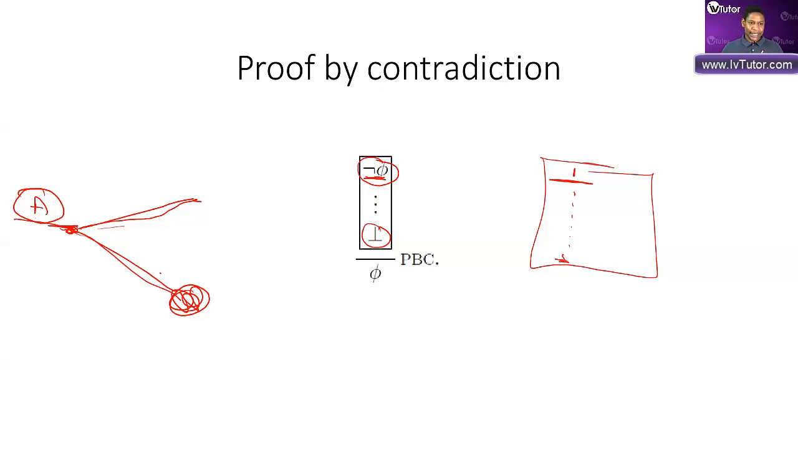So since that is the case, if you were to assume the negation of a statement, and in the proof steps you reach a contradiction, it means that your initial assumption was wrong, and then its negation is correct. Right. So that is proof by contradiction.